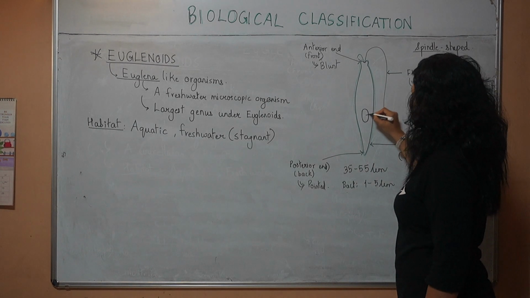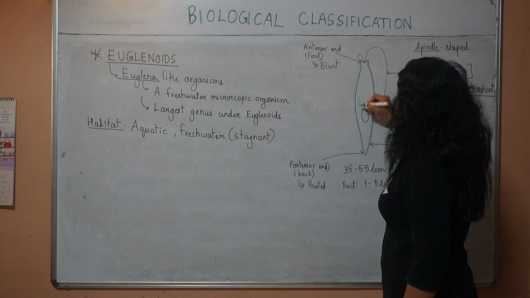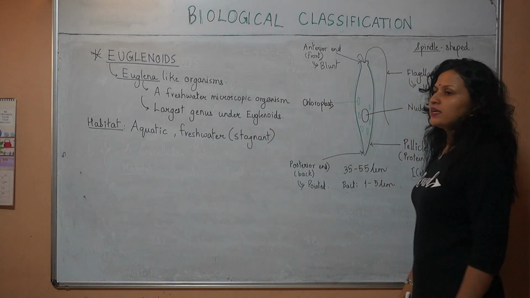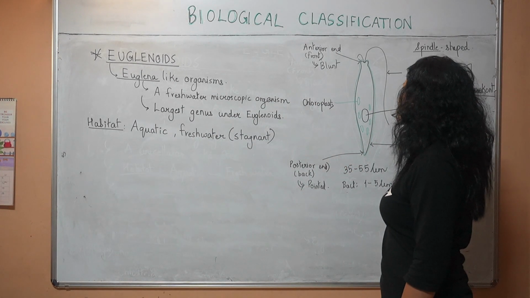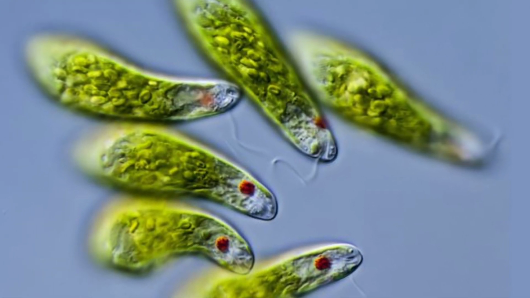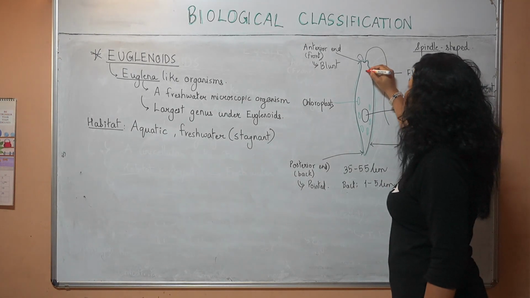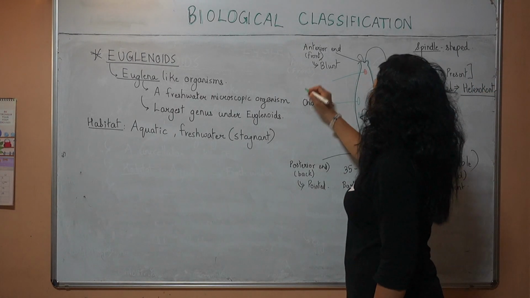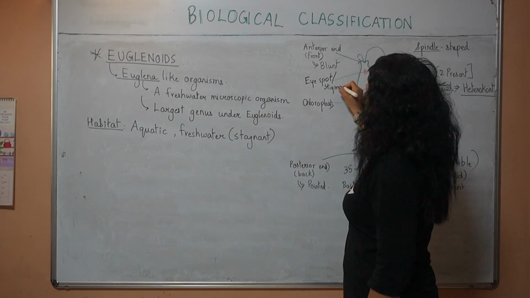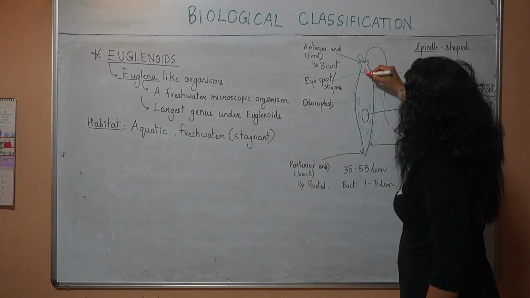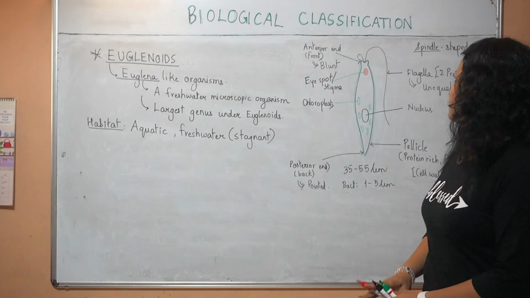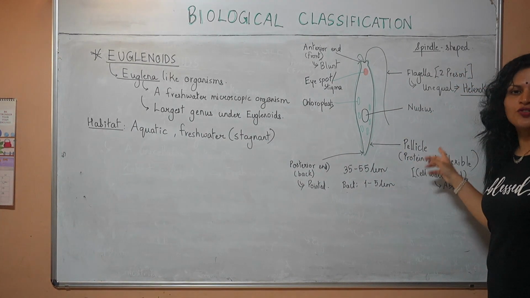Okay, next. This is a nucleus. What else do you see inside the cell? There will be chloroplasts. Since they are photosynthetic organisms, they will show the presence of chloroplasts. And one distinct thing that is observed about them when you look at them under the microscope is this. What is this? This is an eye spot, also called stigma. It is a very large, red-colored body which acts like their eye. And the flagella act as their locomotory organ.